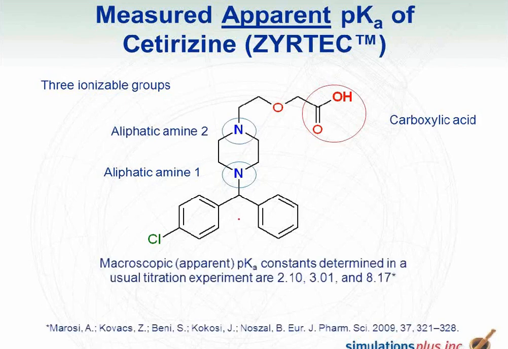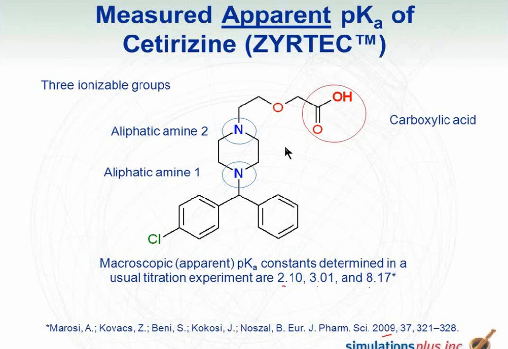So the macroscopic apparent pKa's have been determined in a usual titration experiment, and the values are 2.1, 3.01, and 8.17. And that's from this publication down here in 2009. So the tendency, and what's also taught in colleges, is to assign each one of these pKa values to a particular group. And that's a bit erroneous because you really have multiple states contributing to any one of these apparent pKa's. So the complexity is really illustrated on this next slide.